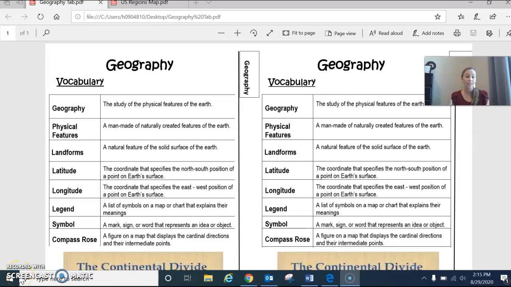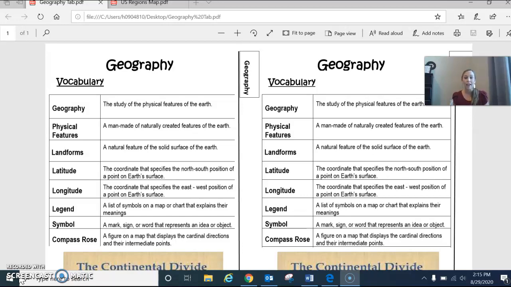It's Miss Hodges, and today I wanted to talk to you a little bit about geography. So I know that you've been looking at some maps in social studies, and I thought it would be a good idea to talk about some geography vocabulary words. So today in Canvas, you're going to find the page that looks like what's on my computer screen right now, and that's going to be in Canvas for you.